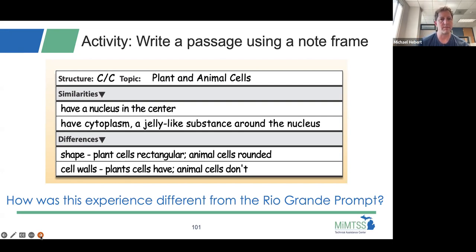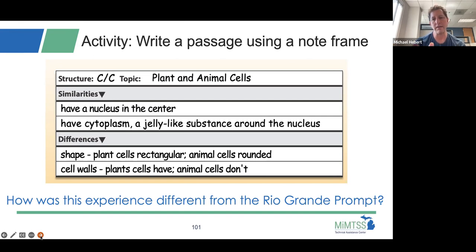Do I want to talk about the similarities first? Do I want to talk about the differences first? Do I want to sort of alternate between similarities and differences? And you could really think about how to construct the sentences, right? By doing that, you can help the kids understand that when we are focused on text structure, writing informational text, we can organize the ideas in a particular way to help our reader.